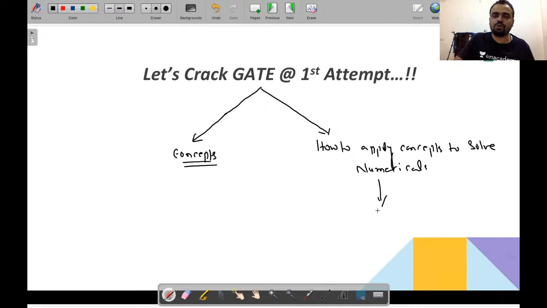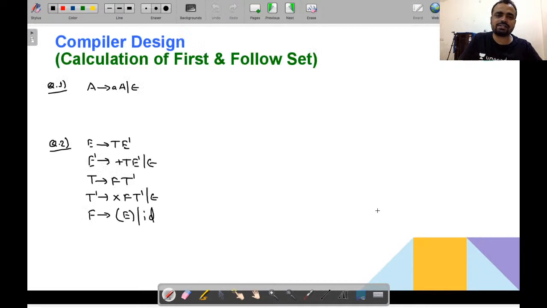Got it? So our today topic is compiler design, and inside the compiler design we are going to find out the calculation of first and follow set. Calculation of first and follow set, this is the important part inside the compiler design. So let's start with the first numerical. That is the first numerical given over here.